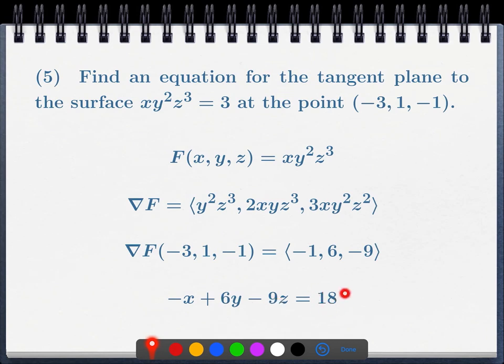And we figure out what this number is by plugging in the point -3, 1, -1. So I know this has to be a point on my plane. So I plug this in, I get minus a -3, which is 3, plus 6 times 1, which is going to be 9 when I add that all together. And then I have -9 times -1, so it's plus another 9, and that's giving me the 18. So I got this 18 by taking this point up here, the -3, 1, -1, and plugging it into this expression here. So that's how I knew where 18 was coming from. And this then is the equation of the tangent plane to that surface at the point -3, 1, -1.